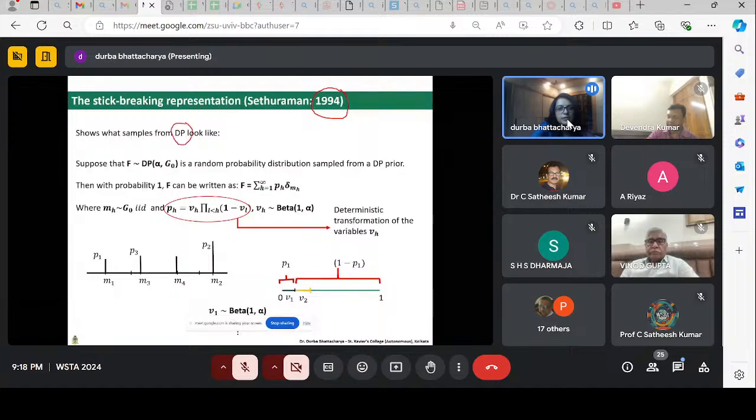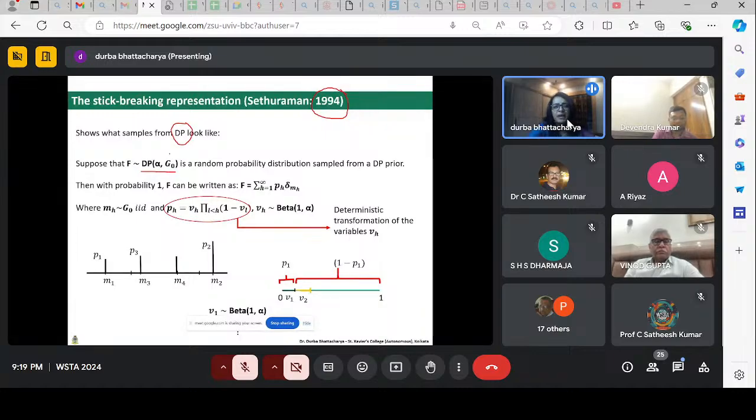A Dirichlet process is a probability distribution defined over the CDFs, the function capital F. So we assume that this probability distribution is a random probability measure generated according to Dirichlet process with parameters alpha and G naught. So like when we define probability distributions over finite dimensional spaces, suppose X follows normal with parameters mu and sigma, where mu and sigma both are real numbers.